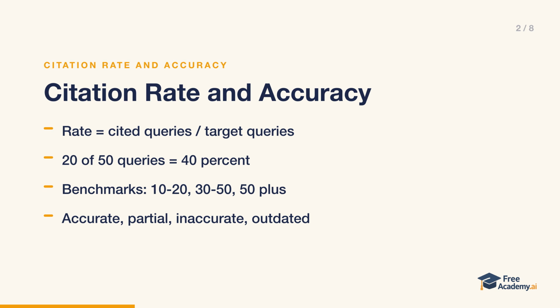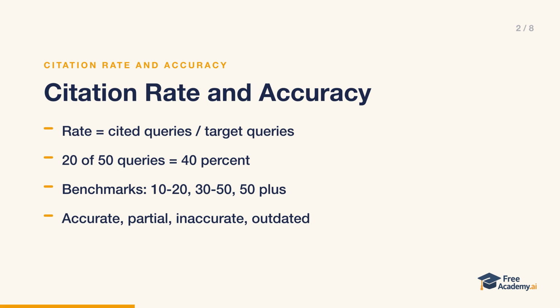Start with citation rate. It is the percentage of your target queries where your content is cited. Divide the queries with a citation by the total target queries and multiply by 100. So if you track 50 target queries and you are cited in 20 of them, your citation rate is 40%. For benchmarks, 10 to 20% means you are new to GEO, 30 to 50% is a moderate presence, and above 50% is a strong presence. Track it with manual or automated query monitoring across platforms.